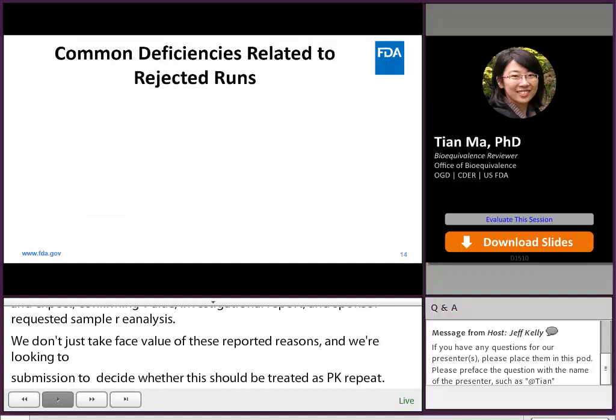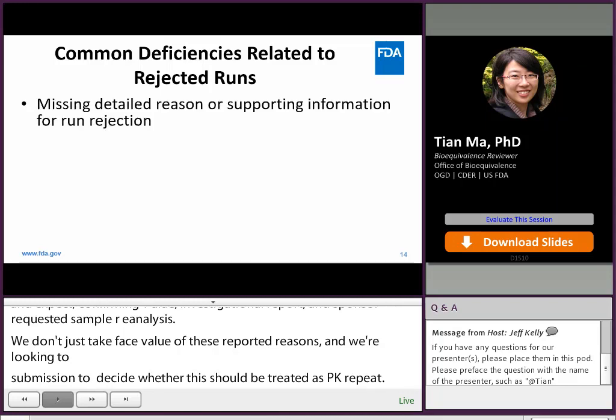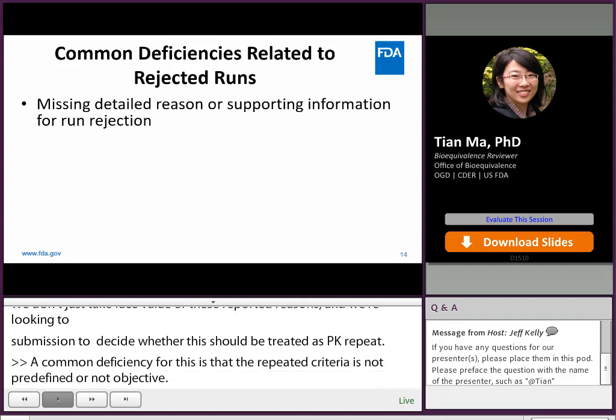For rejected runs, sometimes referred to as batch repeat, batch failure, or failed runs, we recommend you provide a detailed reason or supporting information for run reinjection in your submission. And also, the run rejection criteria should be clearly and objectively predefined in the SOP.